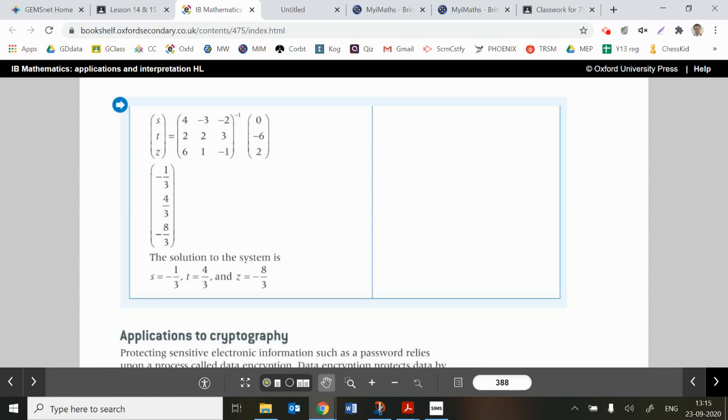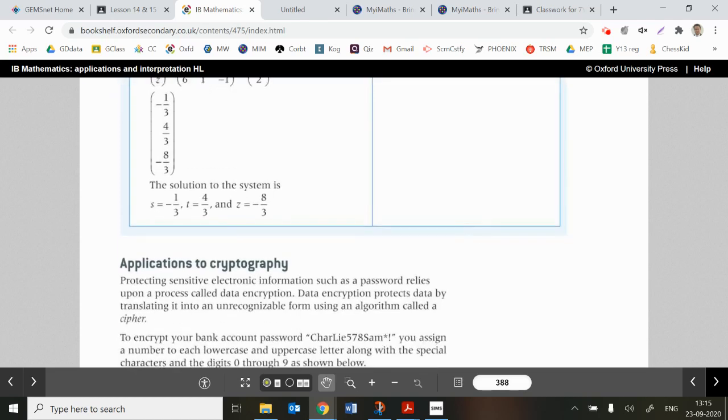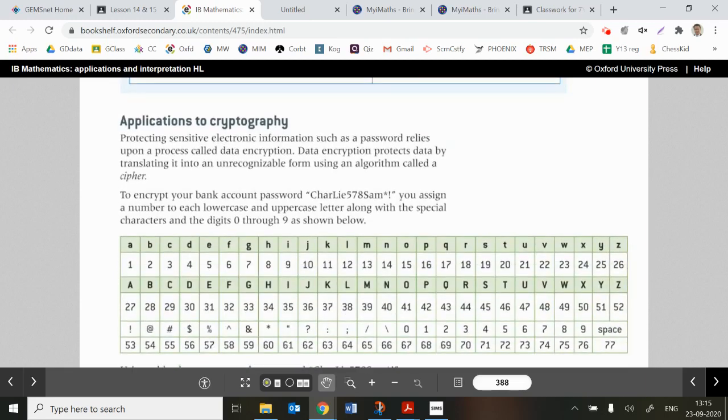Of course, you can do that one on your calculator, and it's giving the line underneath. That should really say equals 2. And then, of course, you can state your solutions for S, T, and Z. Okay, so that's good, and that's done, and you can get on with the exercises now.